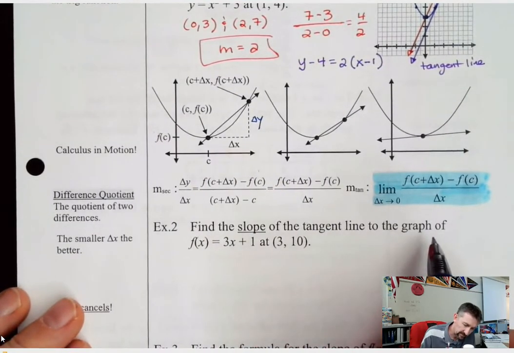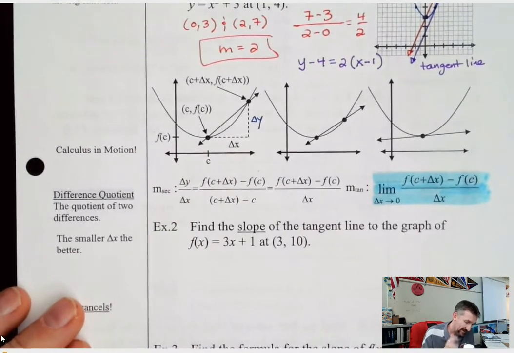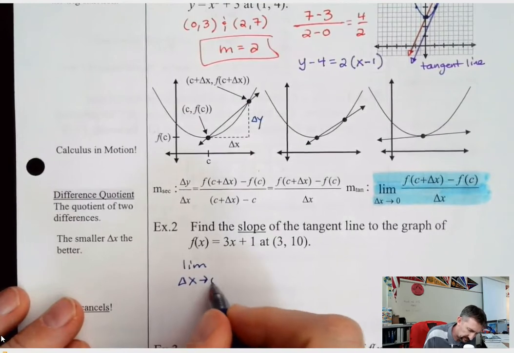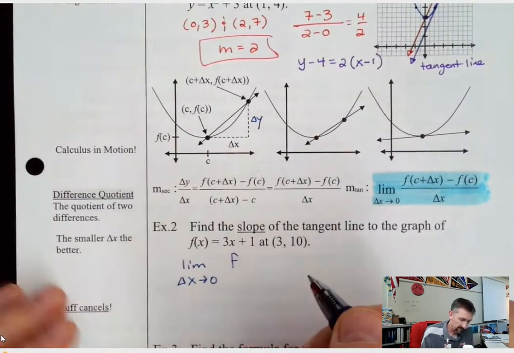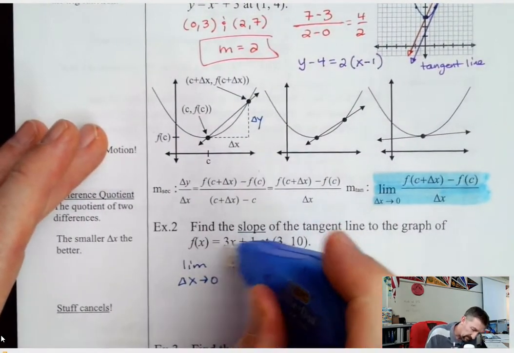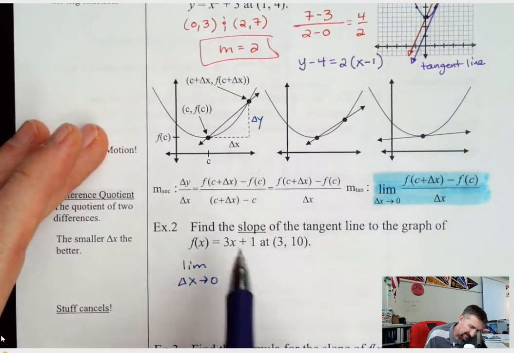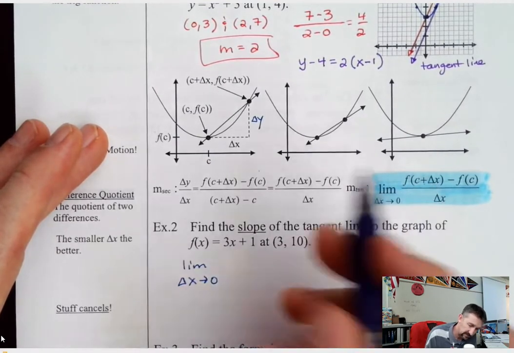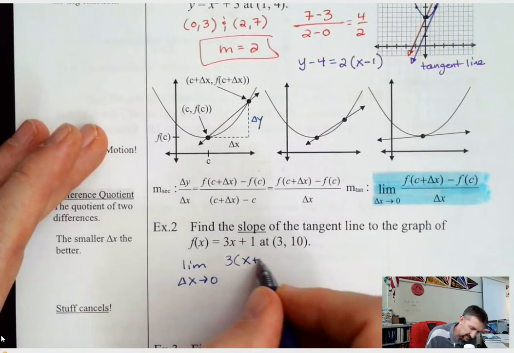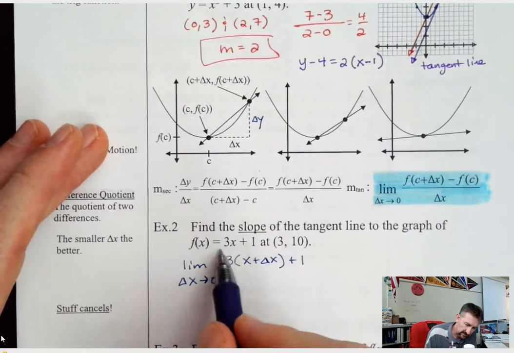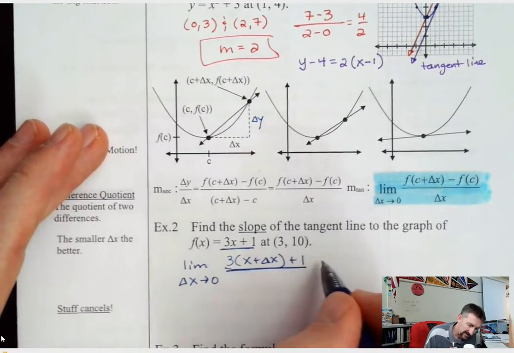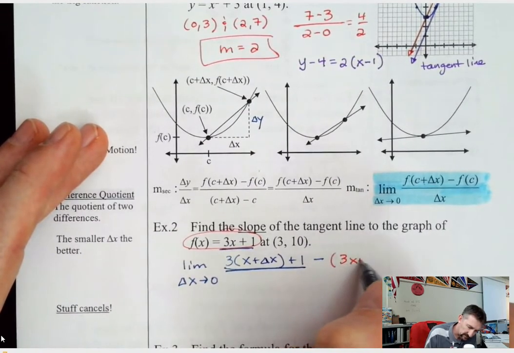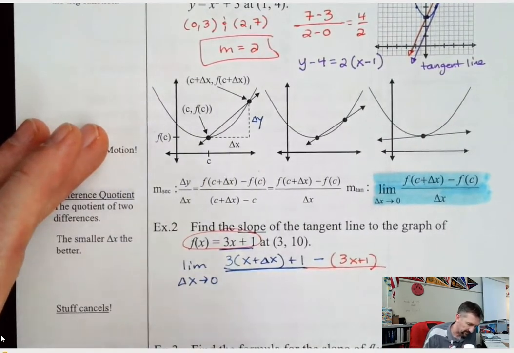Find the slope of the tangent line to the graph of f of x at 3, 10. So we're taking the limit as delta x approaches 0 of f. Well, actually, I'm just going to plug it in. The function is 3x plus 1. So here we're plugging this into the function, except we're going to use x instead of c. So it's going to be 3 times x plus delta x plus 1. So that's that. Minus f of x. So f of x is right there. So minus 3x plus 1 over delta x.